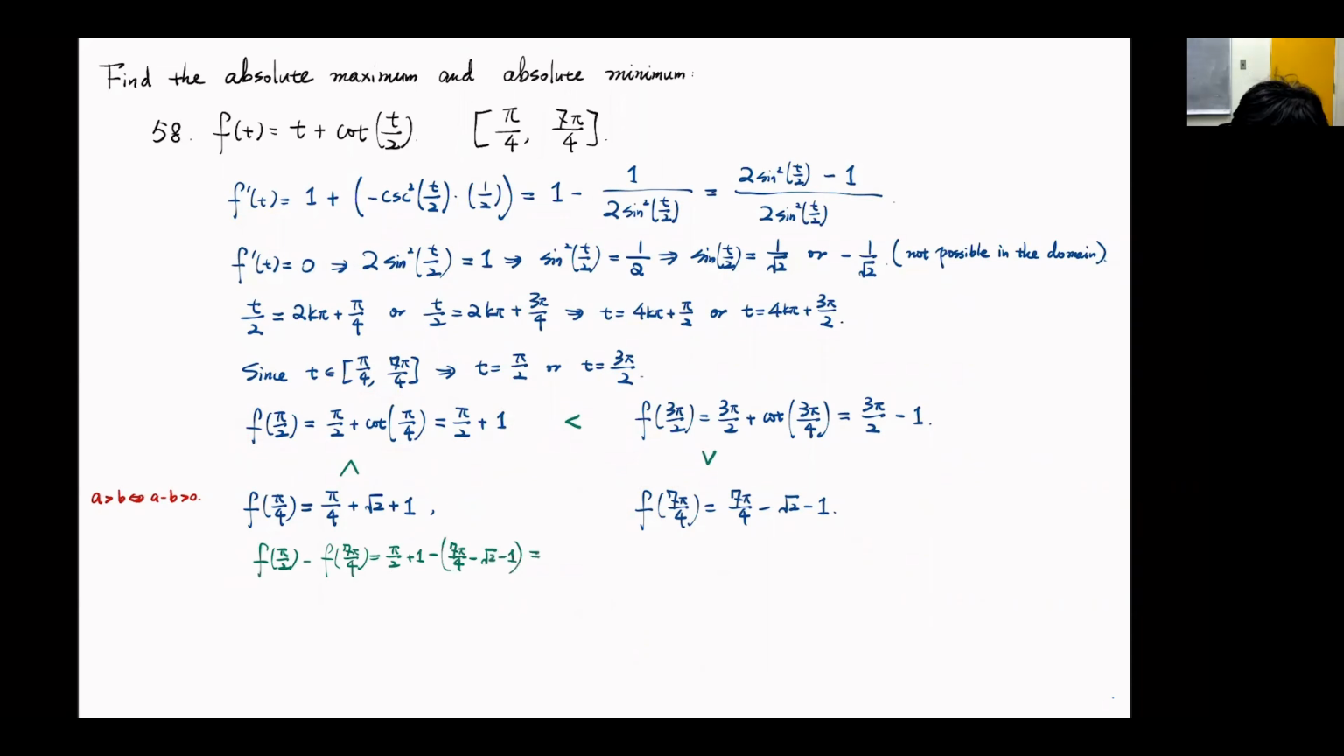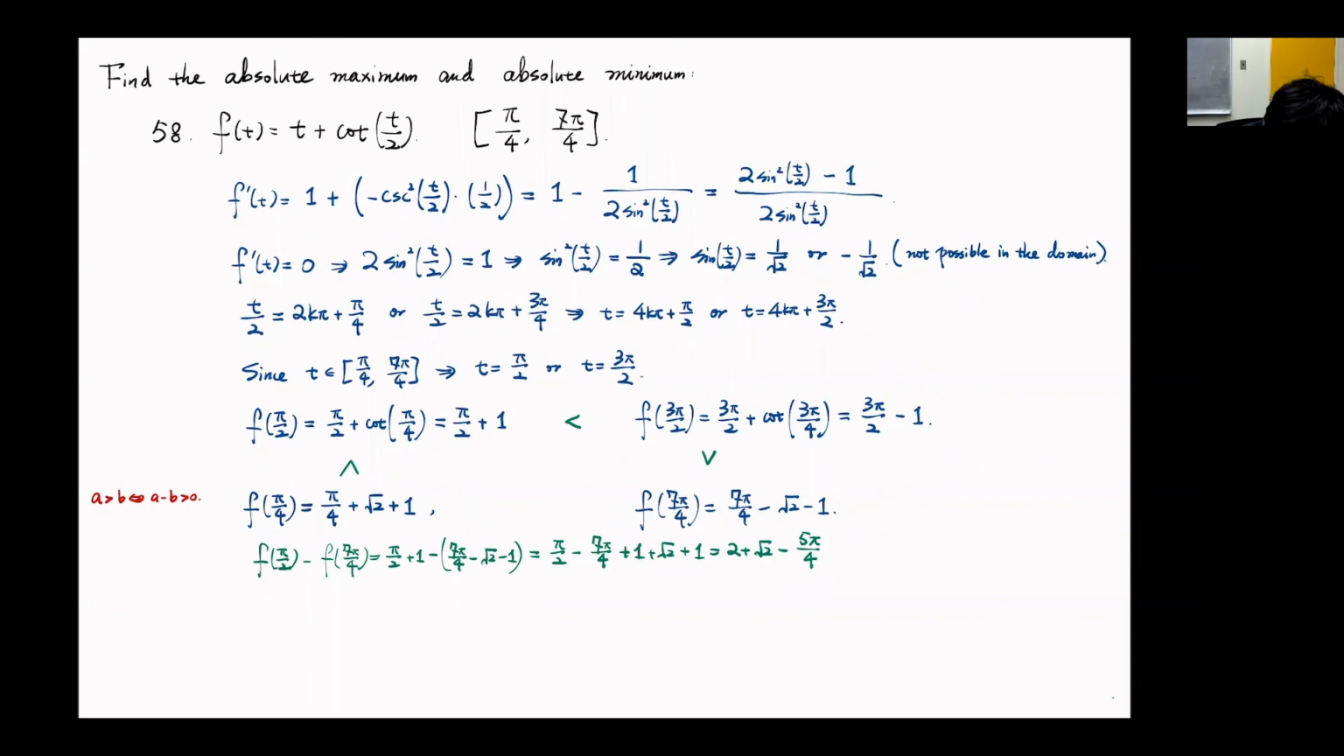Okay, so expanding, you get pi over 2 plus 7 pi over 4, and then minus plus 1 plus root 2 plus 1. So I think over here I should have minus over here. Okay, so what I would get is 2 plus root 2 minus, okay, pi over 2 minus 7 pi over 4, that will be minus 5 pi over 4. So I need to determine whether or not 2 plus root 2 is larger or 5 pi over 4 is larger. Okay, so let's get some rough estimates.